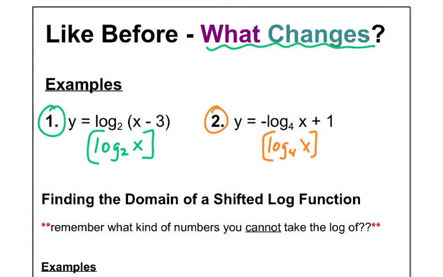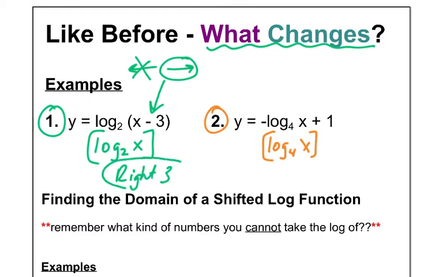Okay, well look at number 1, and do you notice here the one difference there is that 3. Do you notice that he's inside with the x? He's inside, which means he's either moving to the left or to the right because it's an addition or subtraction. Remember, we always do the opposite. He looks like he's going to the left, but he's actually going to the right. So for number 1, the transformation is, this is a typical log graph that's going to the right 3. All right, how about number 2?